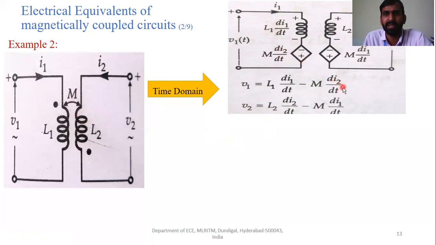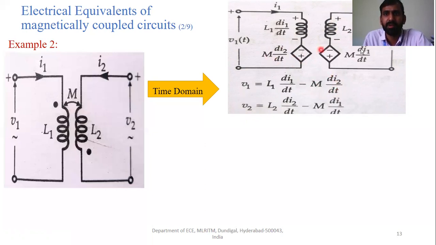di2 by dt. So why here di2 by dt? Again same story, because it is a mutual inductance term, so this term is going to be with respect to the other coil. So what is the other coil here? The coil 2. Coil 2 is having the current I2. So that's why here M di2 by dt.